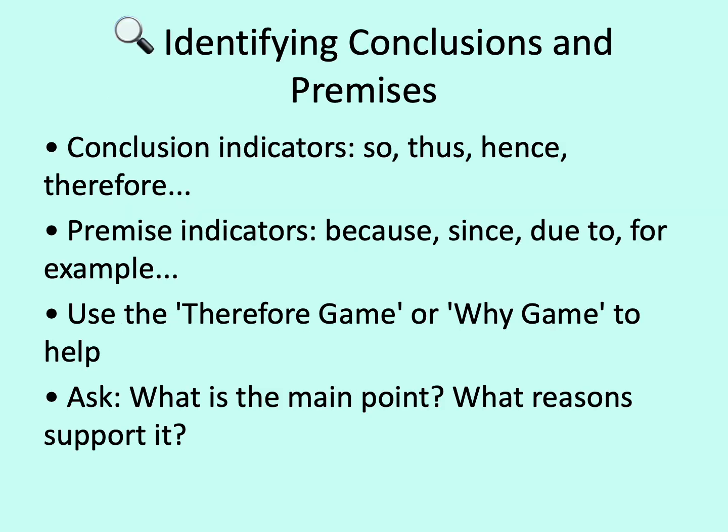So how do you find the conclusion and premises when you're reading? Certain words or phrases can give you clues. Conclusion indicators include words like therefore, so, thus, and hence. When you see these, the conclusion usually follows. Premise indicators include words like because, since, due to, or for example. These signal reasons that support the conclusion.